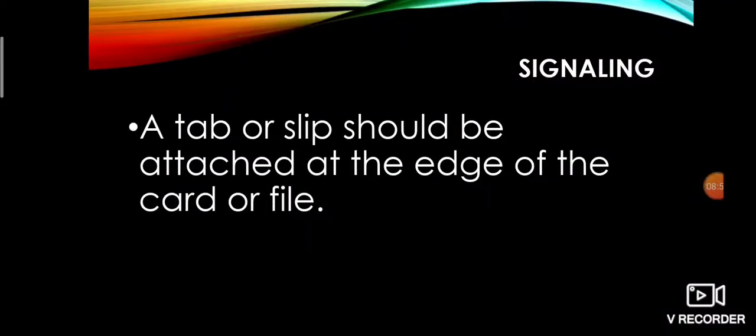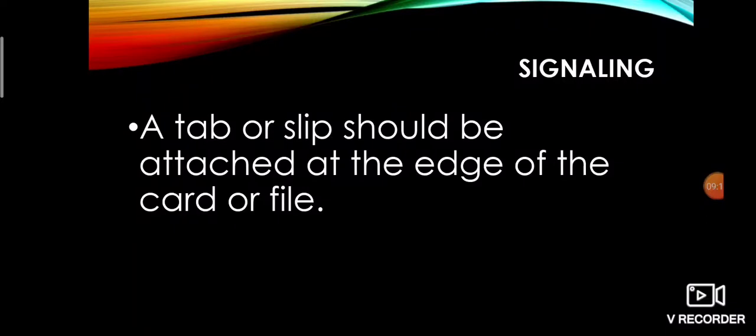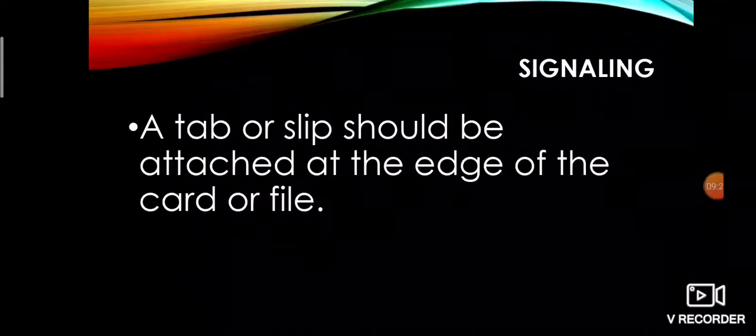And lastly is the signaling. A tab or slip should be attached at the edge of the card or file. Later on we'll be talking about the types of index system. The tab or slip contains facts of the document briefly, for example name or address. This is used to draw the attention of the needy persons of files, para mas madali makita ng mga nangangailangan.